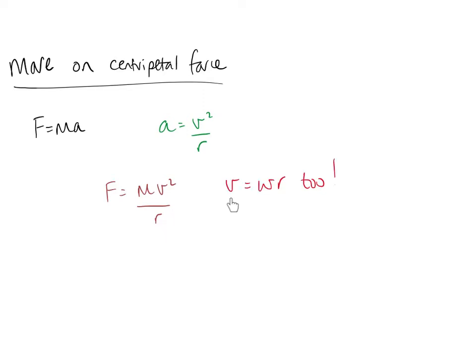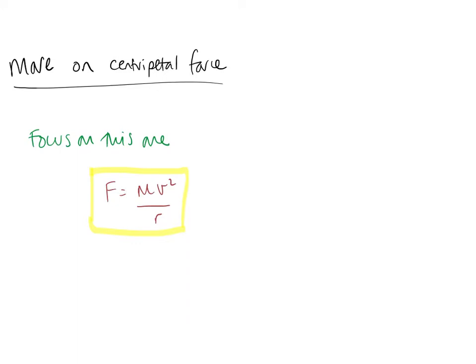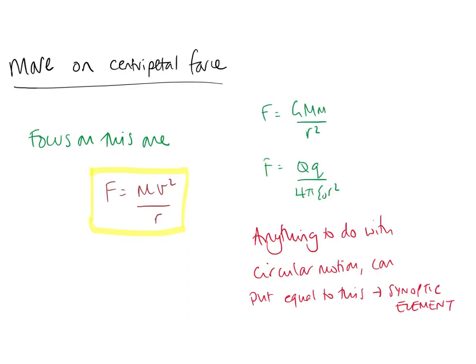But as a reminder, we also have v equals omega r as well. So we can put this into the v squared part of the equation, and with cancellation we get m omega squared r. But the main one is definitely mv squared over r. That's because there are so many other equations that begin with force equals: G m1 m2 over r squared for gravitational fields, and q1 q2 over 4 pi epsilon naught r squared for charges, and there are many more as well.